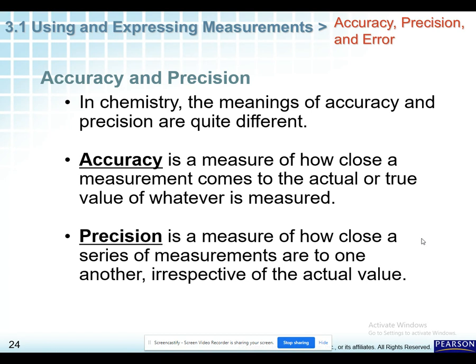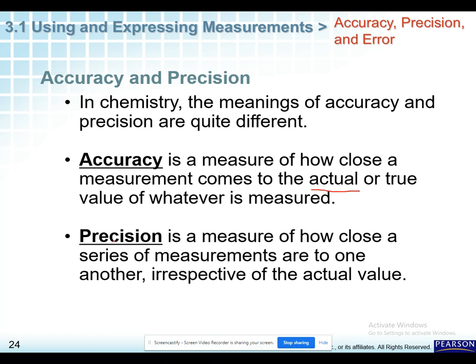Accuracy is the measure of how close a measurement comes to the actual or true value. So the key word here is the actual value. If I was trying to measure out 15 milliliters of water and I got 14.9, that's fairly accurate because it's really close to how much I wanted to measure.